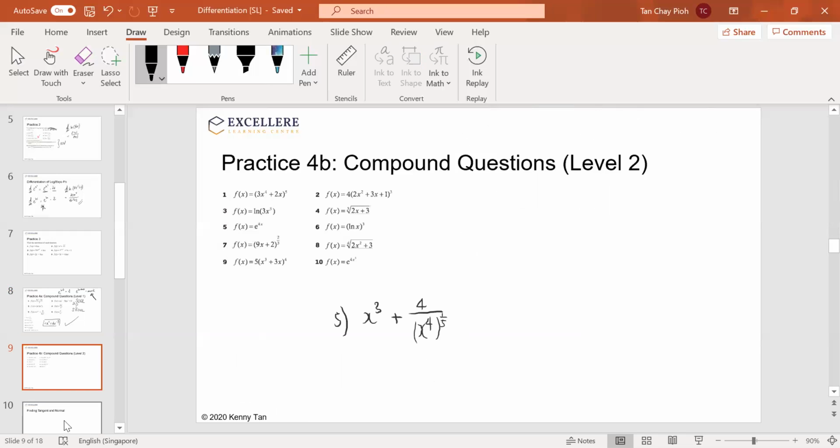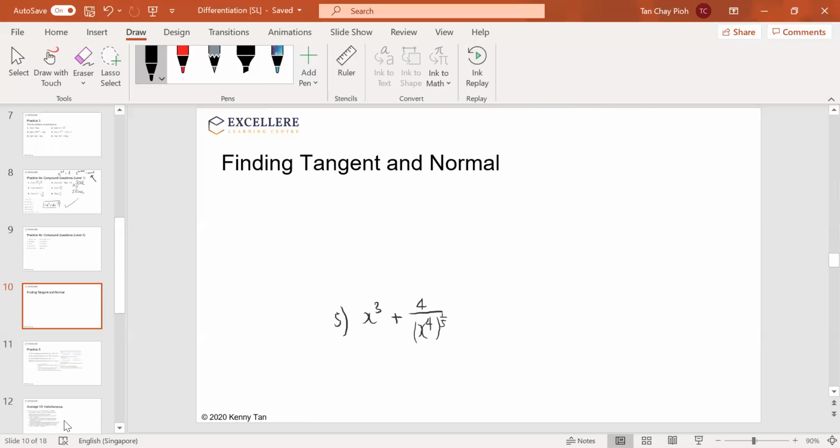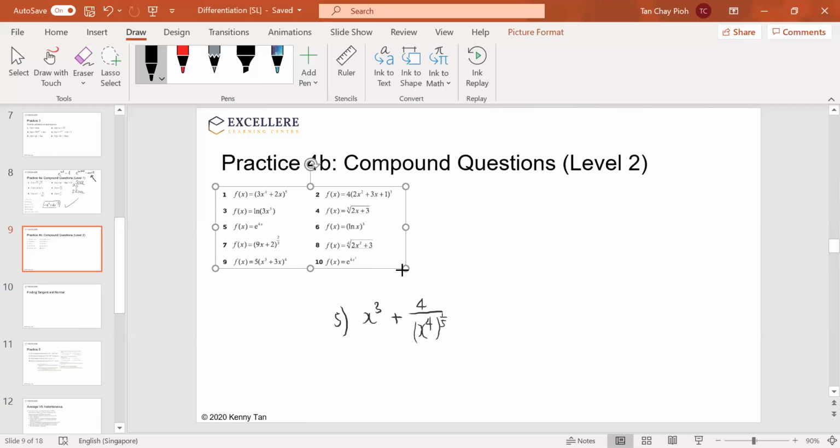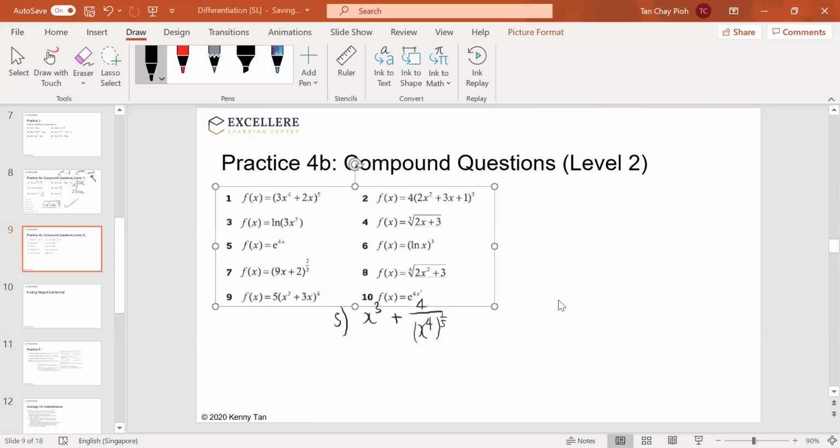I don't think we have time to go to tangent and normal. So maybe should we do another? You show me one last question. Yeah, like this, and this. Okay, let me just do 6 first.